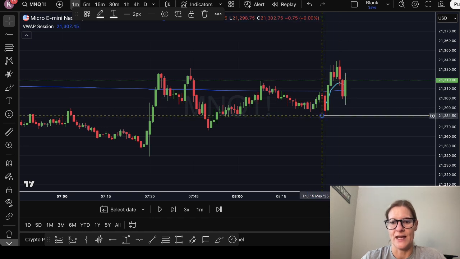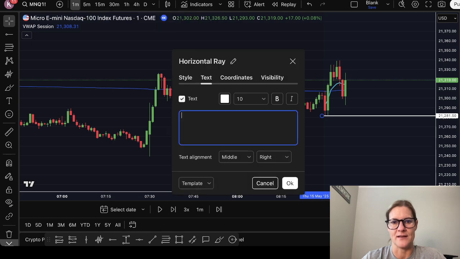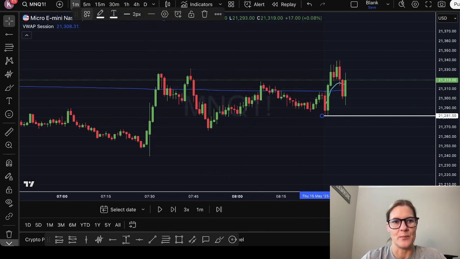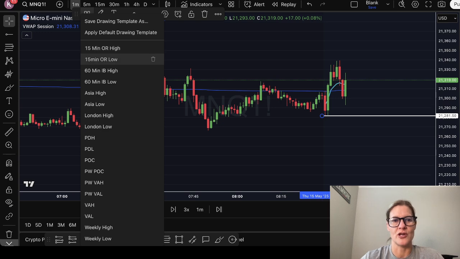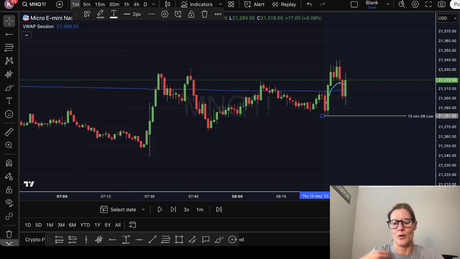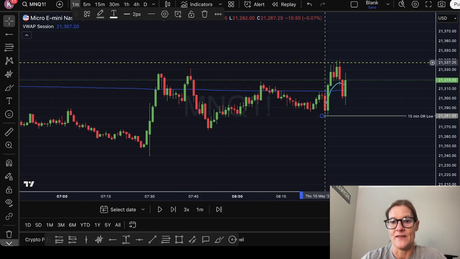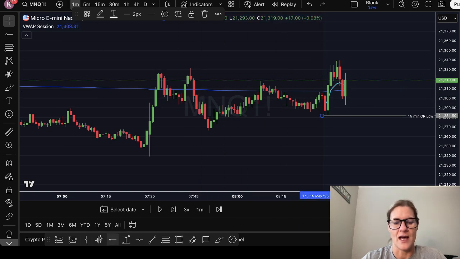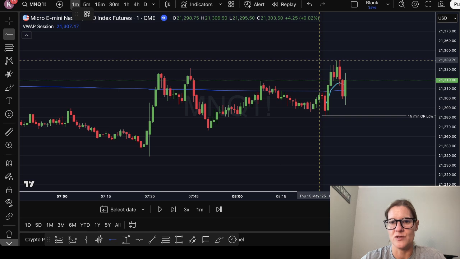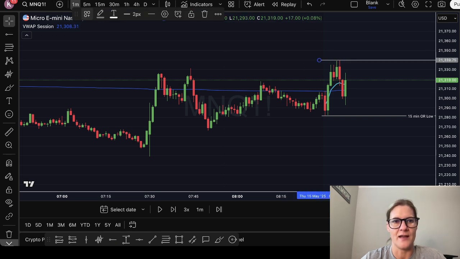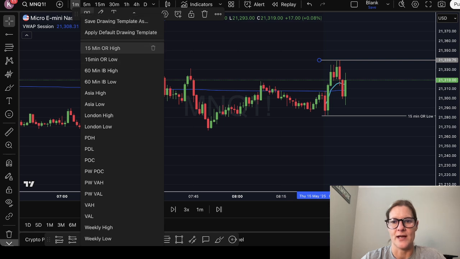And I'll move those as price continues because we're only 7 minutes in. But on this line, I will add some text. So if you go up here to settings, you can add text and you can write in 15-minute opening range low. I have mine saved under templates over here, 15-minute opening range low, so I don't have to type it every time. I just go to my saved. And then at this point, this over here is the high. So I'll take another opening range tool, mark that as the high, and 15-minute opening range high.